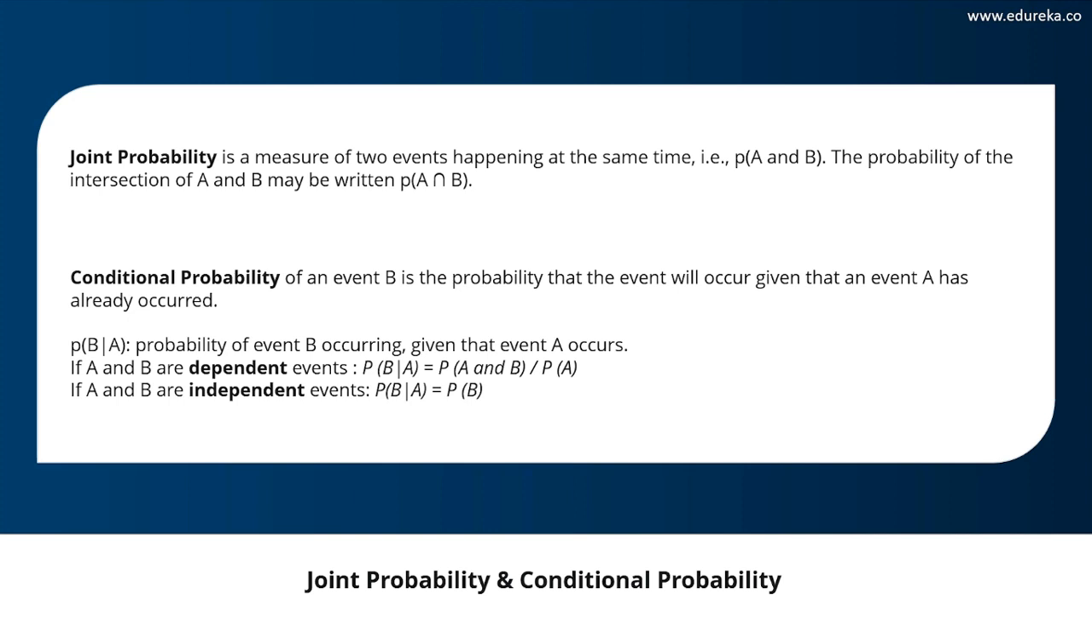If X and Y are dependent events, then the expression would be something like this: probability of X and Y divided by probability of Y. However, if X and Y are independent events, then the expression would be something like this. If X and Y are independent, obviously the probability would be just given by P of X. So if you're finding the conditional probability of X, given that X and Y are independent, then your answer is going to be the probability of X alone, because both of them are independent of each other.